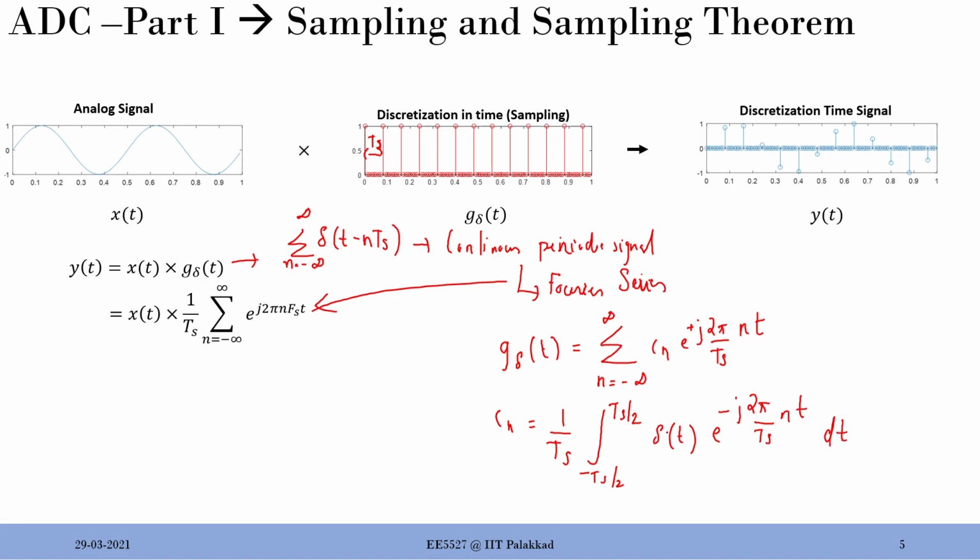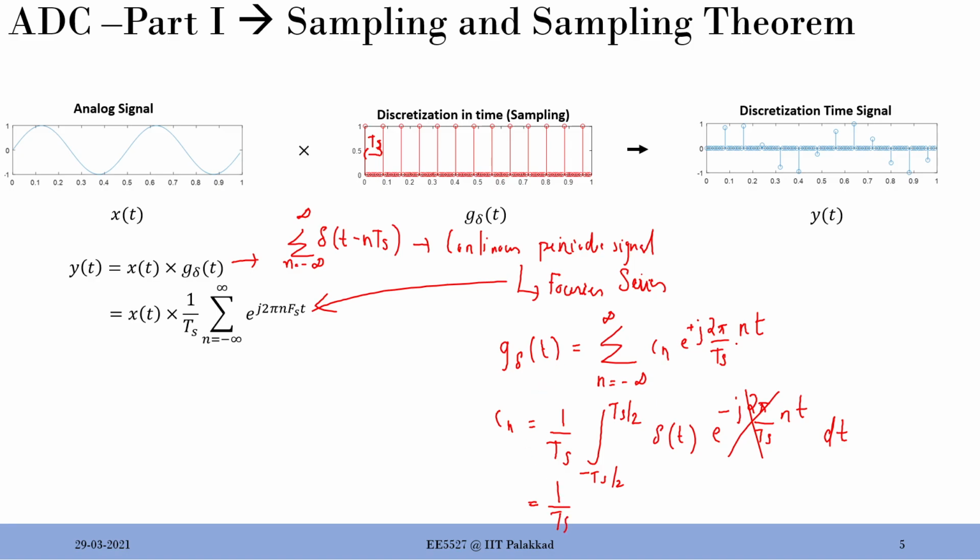But this is a very interesting expression, because delta of t, we already know, exists only at t equal to 0. So if I put t equal to 0, this becomes 1, and the entire exponential thing inside becomes 1, because at t equal to 0 the exponent vanishes. Within that small area, delta of t is nothing but 1. The rest of it is nothing but 1, so this is nothing but 1 by Ts.